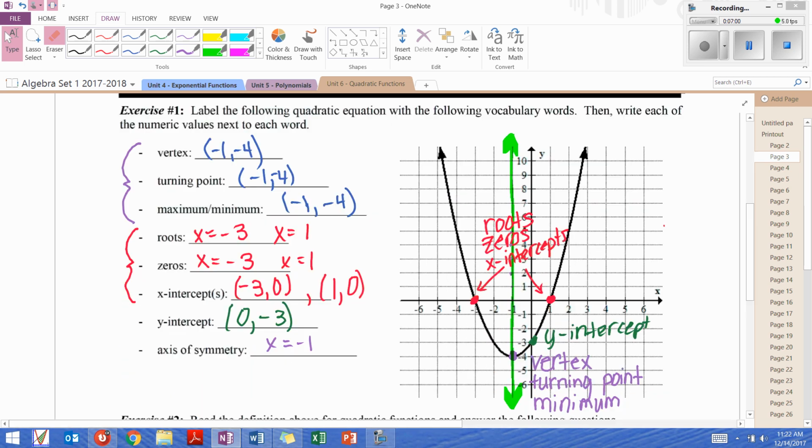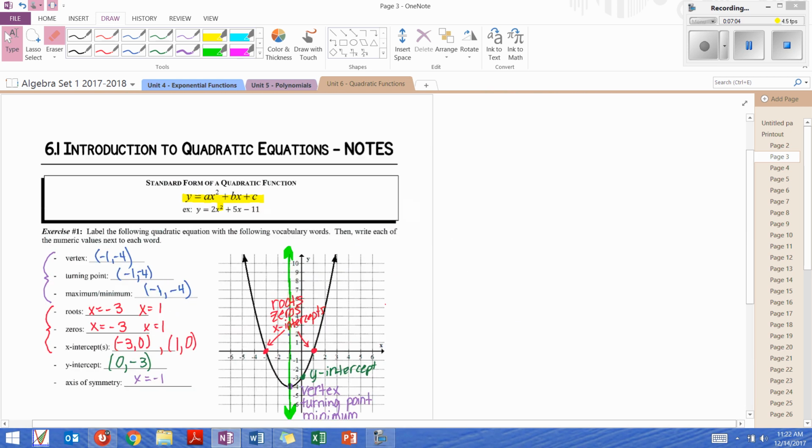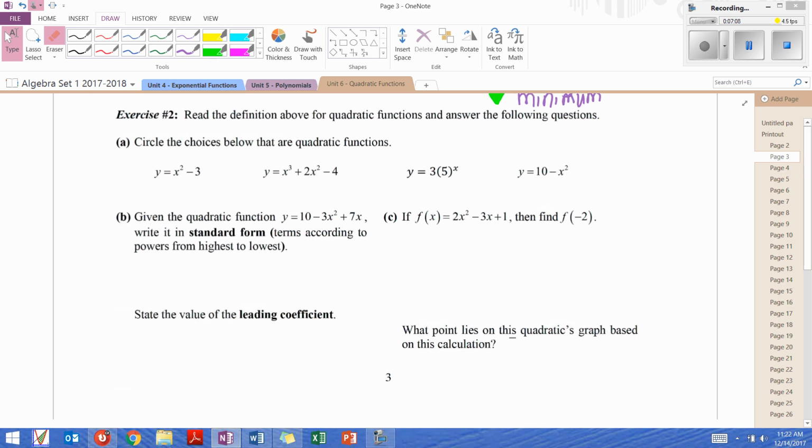I actually don't know what they mean by read the definition above? I guess those directions are kind of not useful. So I'm going to talk you through this anyways. All right, so A, circle the choices below that are quadratic functions. I am going to use a highlighter because I think they're fun.